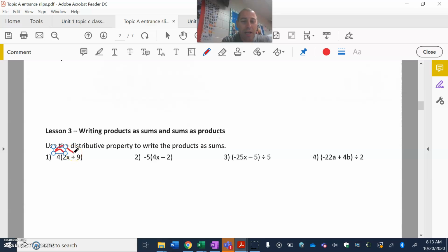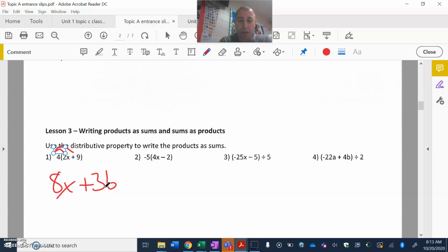So when we do this, 4 times 2x is 8x, and then 4 times 9, that's a 36. So 8x plus 36. That's it. All right. This is what we call simplifying expressions. We're going to do all these little pieces of things and then start really tying everything together.